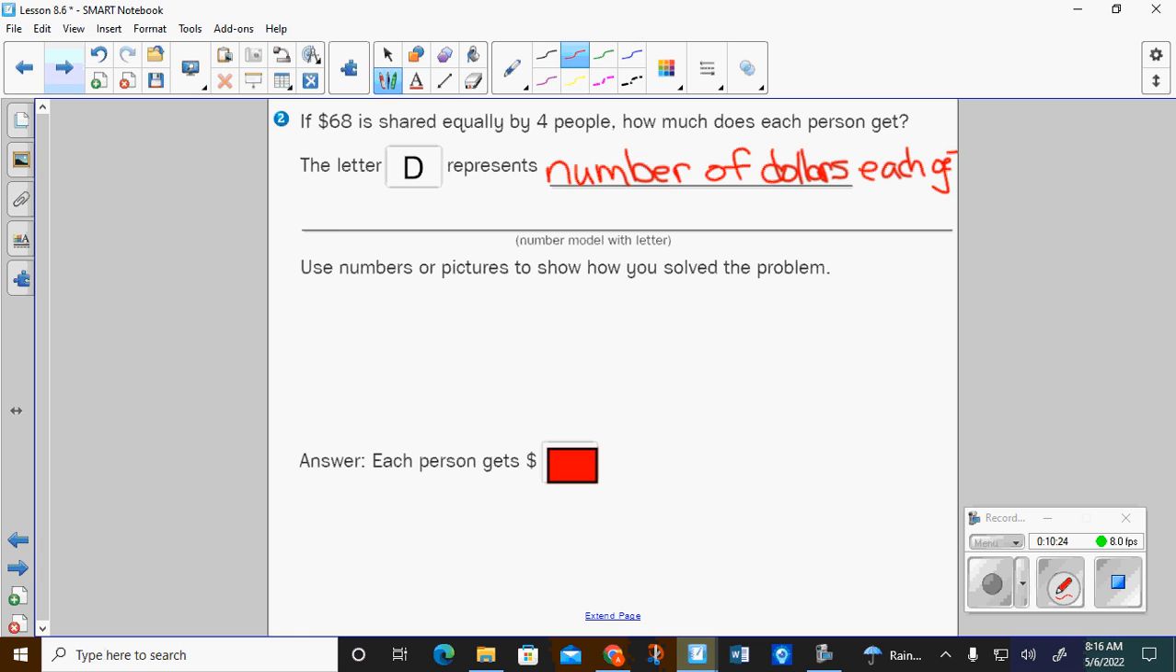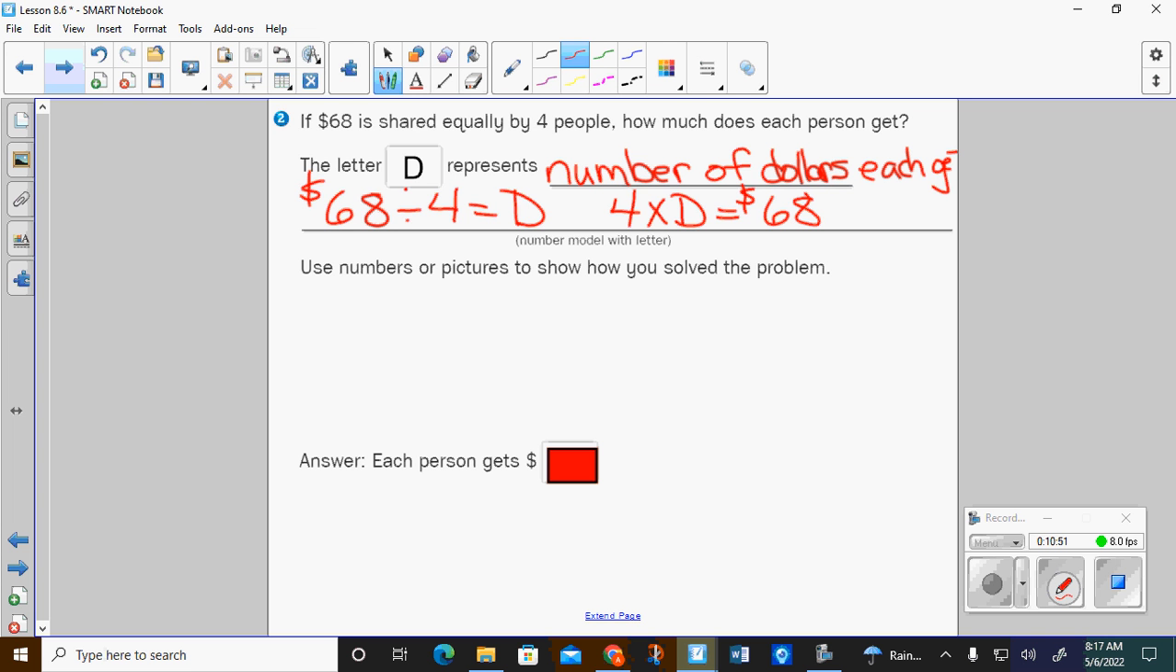So we could start out with $68. We're going to divide that by the four people. And that's going to give me my D for dollars, how many dollars we're going to get. Or I could take the 4 times my number of dollars that each one gets, and that would equal the $68. Okay? All right, it says use numbers or pictures to show how you solve this problem.